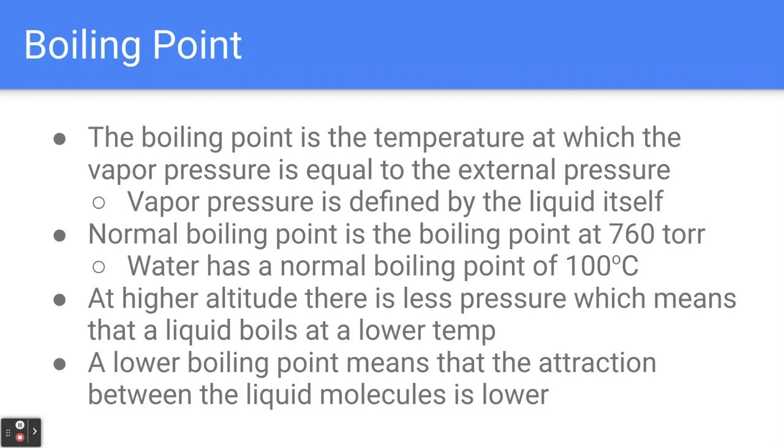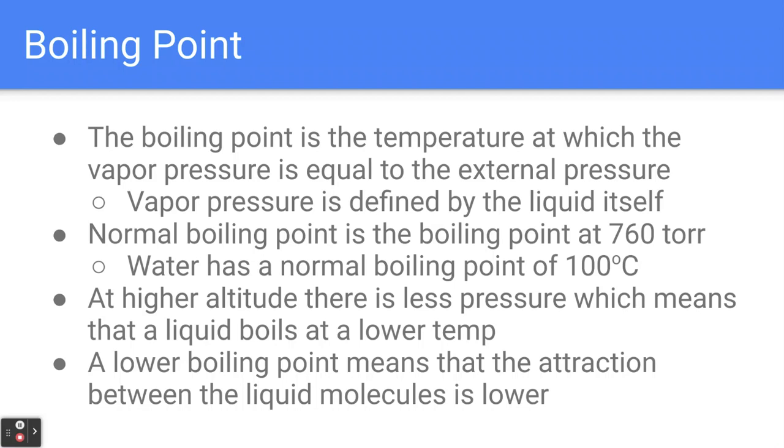So what does that mean in terms of different situations or different applications? Well, at a higher altitude, there's less pressure above any substance in the atmosphere because we're up higher. And so if we're up higher and there's less air above us, that means the atmospheric pressure, or the pressure pushing down on us from the air above us, is lower. And so with a lower external pressure, our liquid is going to be able to boil at a lower temperature. However, a lower boiling point means that the attraction between the liquid molecules is lower.